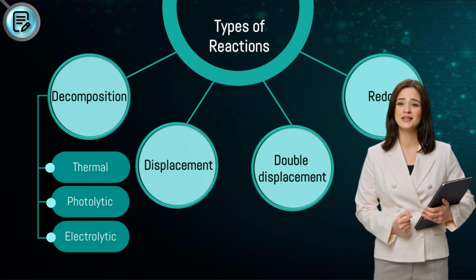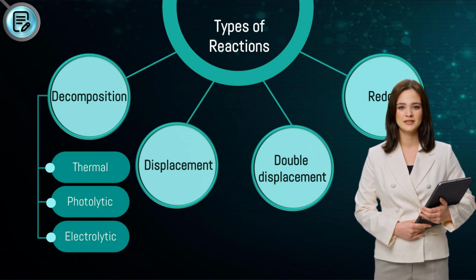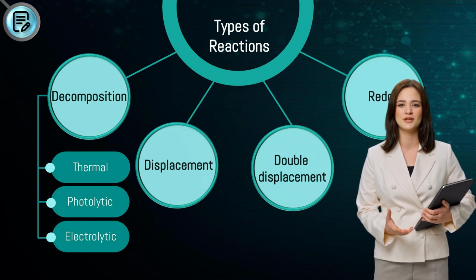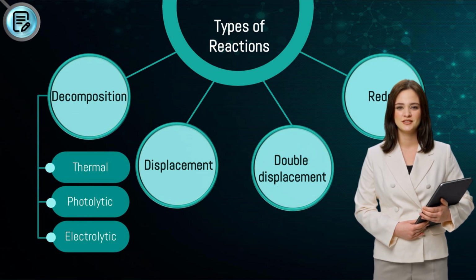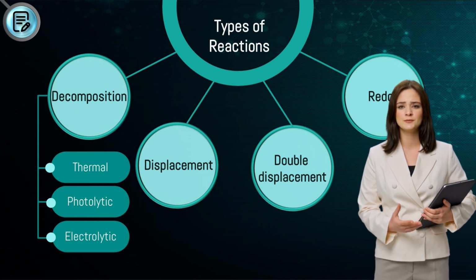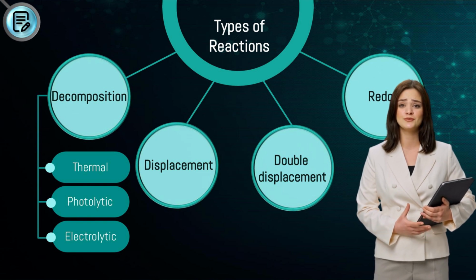Electrolytic decomposition: breakdown caused by electricity. Example, 2H2O gives 2H2 plus O2 by electrolysis. Displacement reaction: a more reactive element displaces a less reactive element from its compound. Example, Fe plus CuSO4 gives FeSO4 plus Cu. Double displacement reaction: two compounds exchange ions to form two new compounds, often producing a precipitate or gas. Example, Na2SO4 plus BaCl2 gives BaSO4 precipitate.